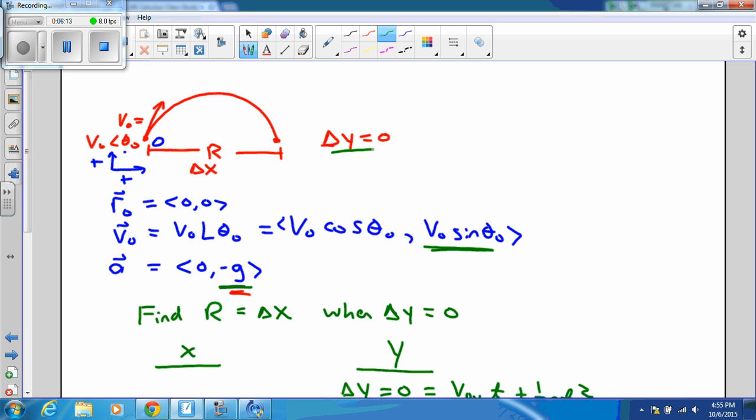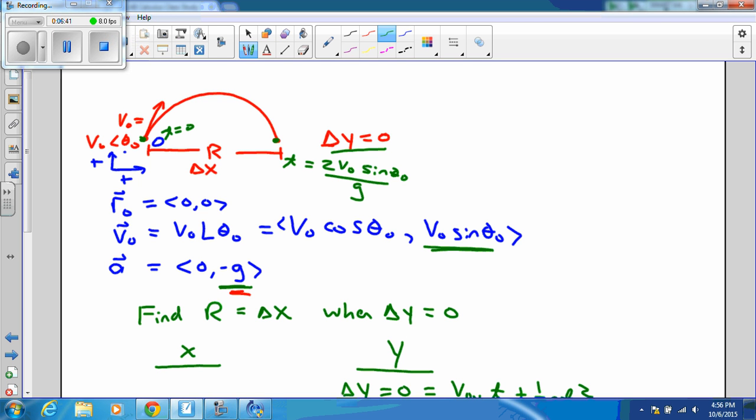These are the two solutions for which my delta y is equal to 0. And that happens two places on the diagram. One happens when I haven't even started yet, and that is the t equals 0 solution. And the other solution over here is t equals 2 v0 sine theta over g. That's this guy right here.